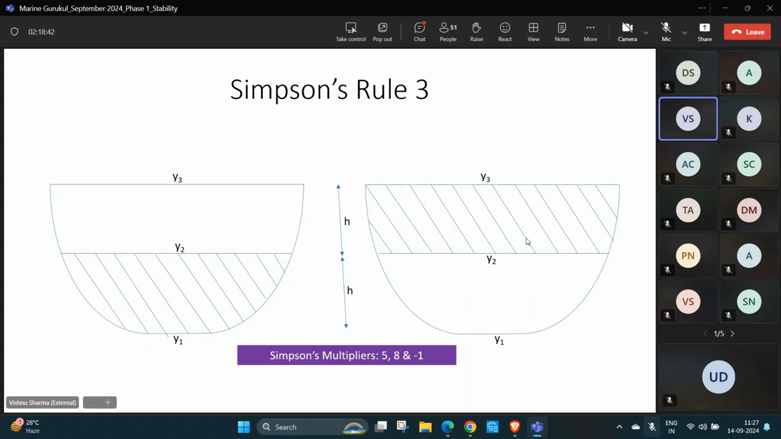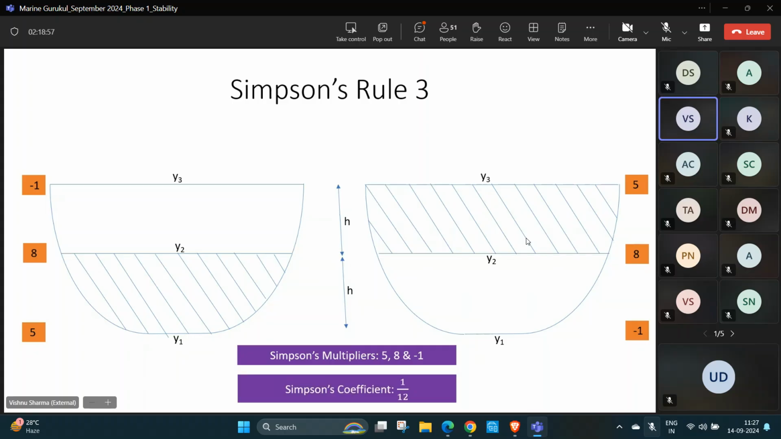Now, the multipliers for rule 3 are 5, 8, minus 1. In the left diagram, 5, 8, minus 1 will be assigned like this. In the right diagram, 5, 8, minus 1 will be assigned like this. I hope it's clear to everybody. And Simpson's coefficient will be h by 12. So guys, if you want, you can take a screenshot, but if you have understood, then don't unnecessarily keep collecting the material. It will only create confusion.